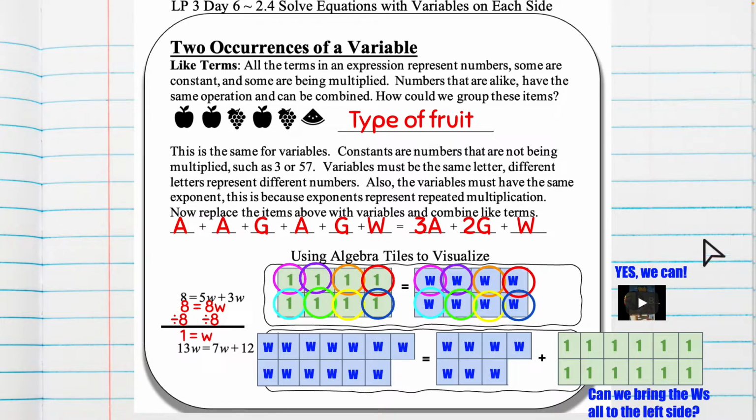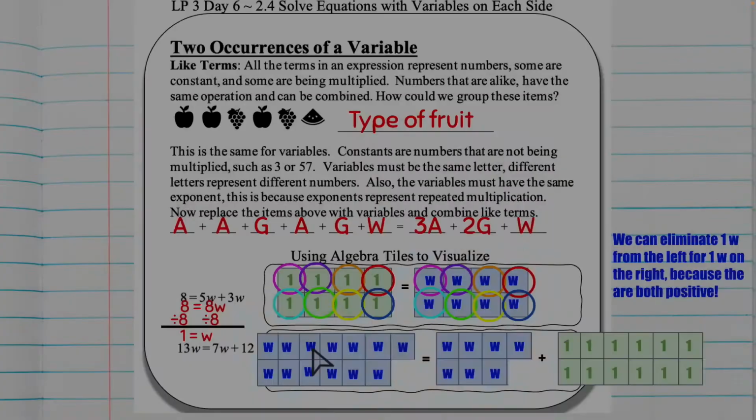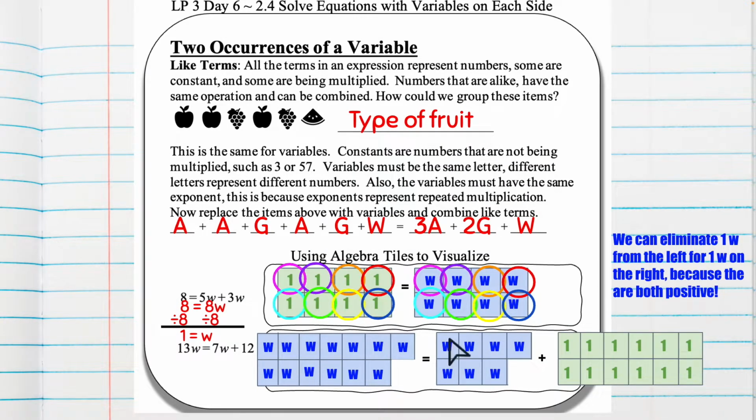I want to bring all the W's together. So the way I'm going to do that is we can eliminate 1 W from the left for 1 W on the right. Because they're both positive, I can just say, well, I'm just going to take 1 away from each side. That's our subtraction property. So I can go 1 to 1, 1 to 1, and I can keep going until I run out of matches. So you can see I've matched them, and I was trying to color code so you could see as it's happening.